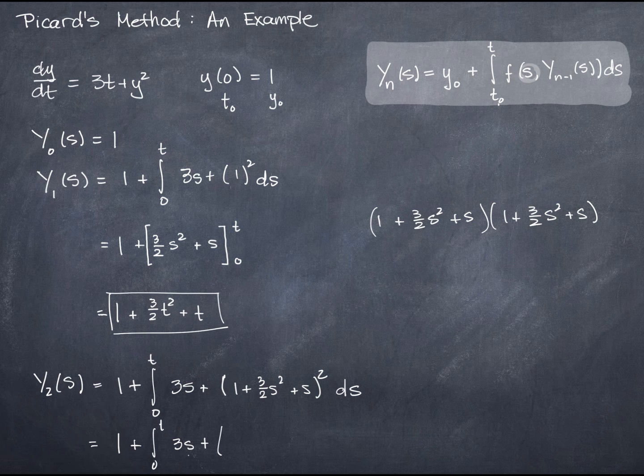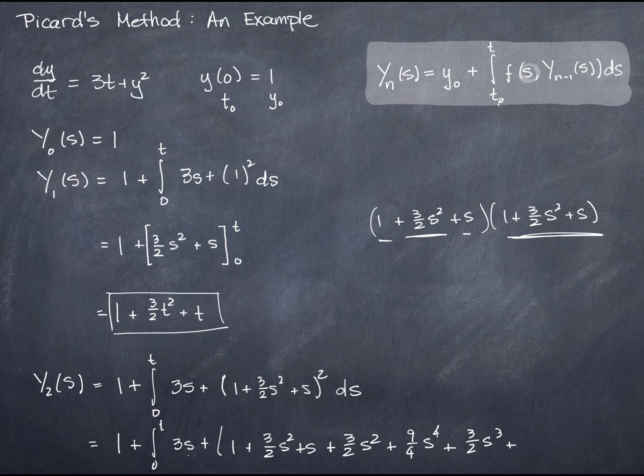So I have 1 plus, I'm multiplying 1 by all of this, 3/2 s squared plus s, plus, now this times all of this, I get 3/2 s squared plus 9/4 s to the 4th plus 3/2 s cubed, and now s times all of this, s plus 3/2 s cubed plus s squared. That is a disaster, ds.